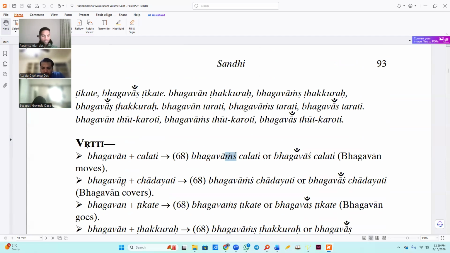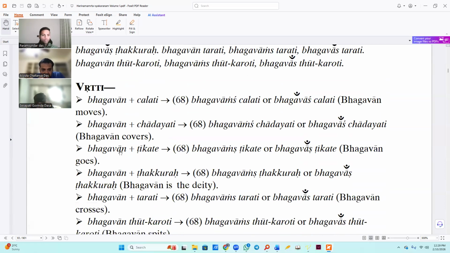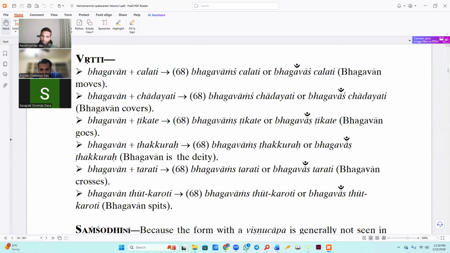Similarly, when Chha is there, same change. Then if we have Ta or Tha following after Na, Na will become Vishnu Chakra plus Sha. This is the second Sha, another one. So Bhagavan Tikate becomes Bhagavan Tikate. And same with Tha. The third is if we have Ta or Tha following, Na becomes Vishnu Chakra plus Sa, the dental Sa. So Bhagavan Tarati becomes Bhagavan Tarati.